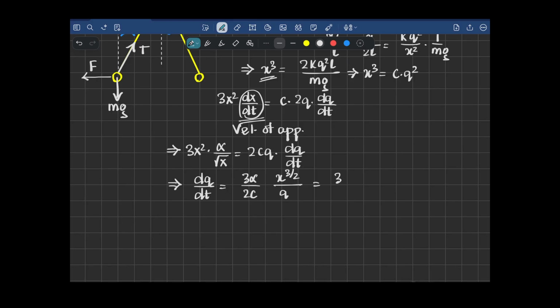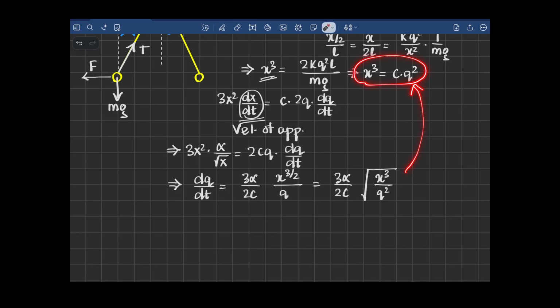I am rearranging the term again, just mathematically, so that I can easily get the answer. X to the power 3 by 2 by q, I am squaring both of them. If I square both numerator and denominator, I get x cube by q square. But this does not match the equation, so I am taking the root over the entire term. So squaring and taking root cancels out, and the term remains the same, right? But now see in this equation, x cube equals c times q square. So x cube by q square equals a constant c.